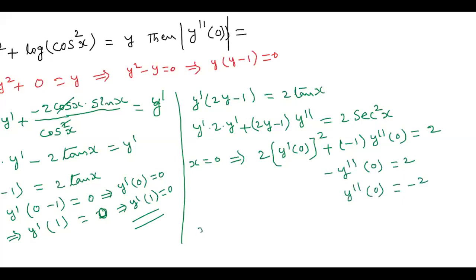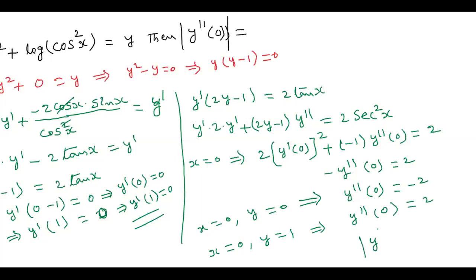Here I am taking x is equal to 0 and y is equal to 0. So I got y double dash of 0 is equal to minus 2. If you take x is equal to 0 and y is equal to 1, so you will get y double dash of 0 value is 2. So finally, modulus of y double dash of 0 is equal to only 2. So this is a very easy question.